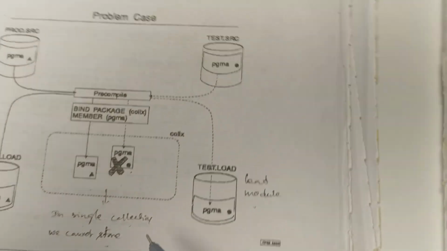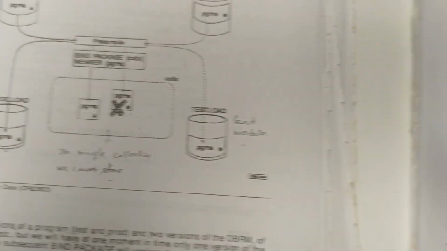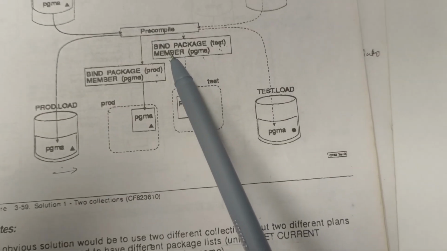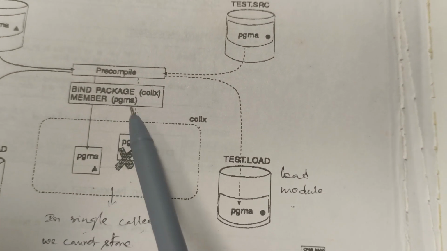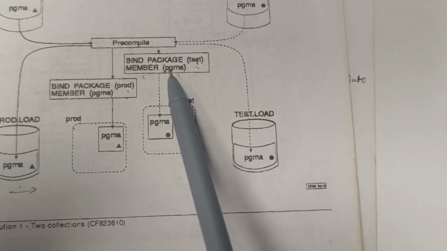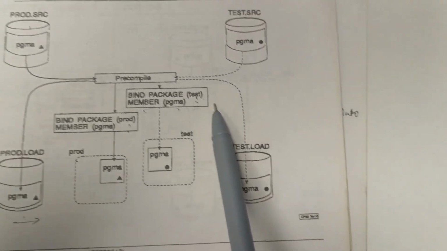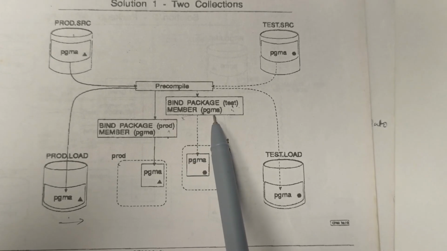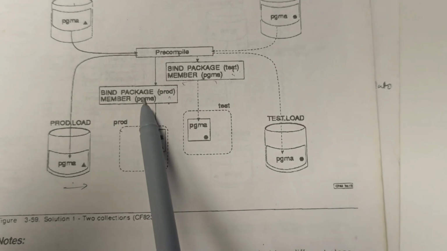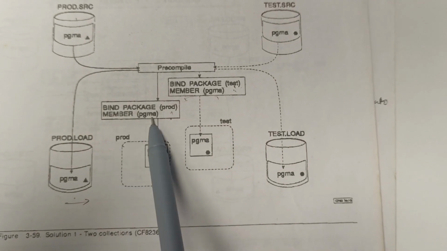To override, earlier we have seen this problem case. To overcome it, earlier we mentioned a bind package with collection X and a member name. Now we have to use a bind package for the test region, you can see the test one and the member name BGMA, and this is a bind package for the prod region and member name.